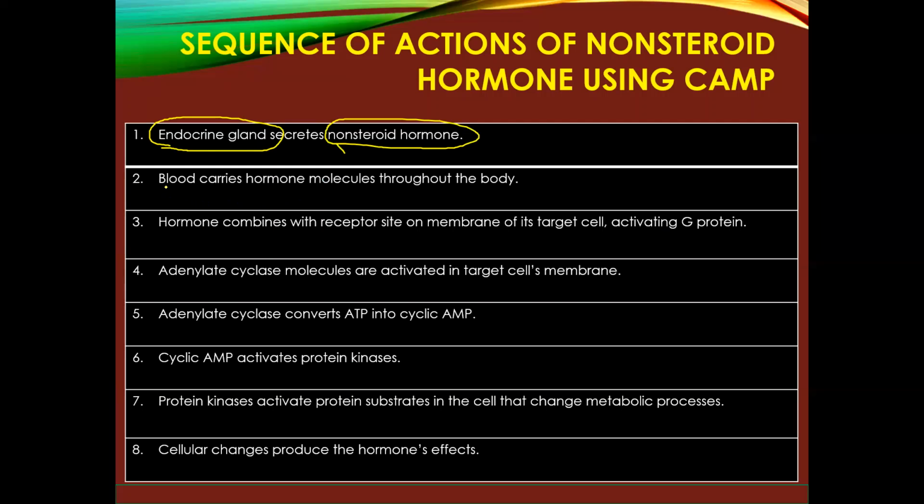And then the blood will carry that insulin or that hormone, and it's going to be free. There are no transport proteins required for this water-soluble hormone. And then it will be released into the target cell. It will combine with the receptor that is located outside, which is on the cell membrane. And then it will activate the G proteins, and this activation will produce the cyclic AMP, which is considered as a second messenger.